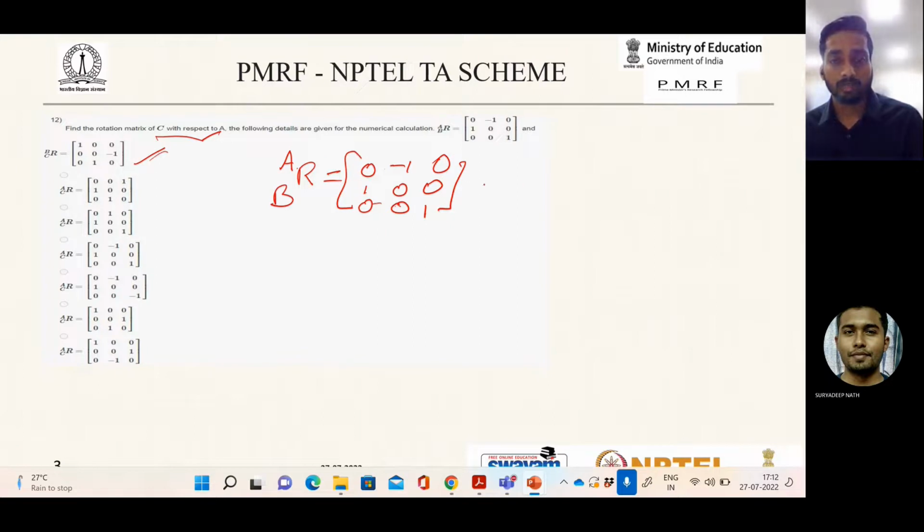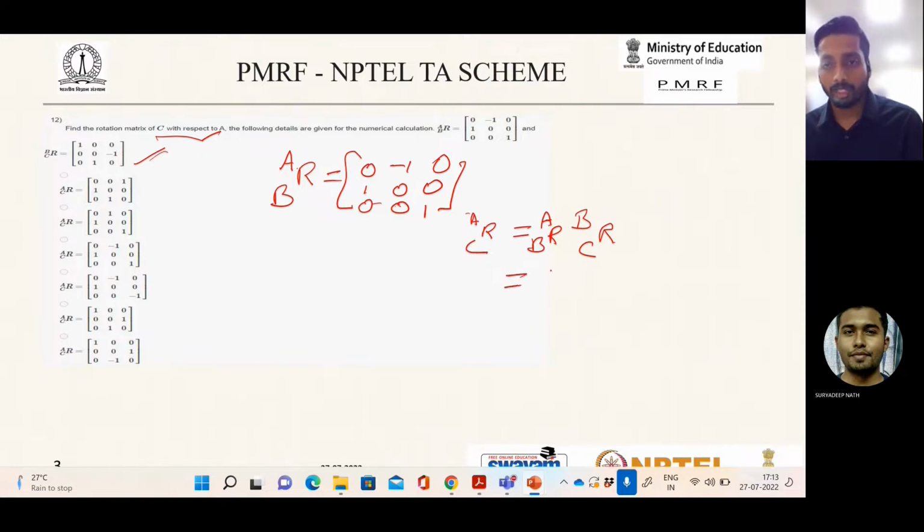So what will be the transformation matrix? We want a rotation matrix from C to A. That means that if we are at C, we have to go to A. So we can rotate from C to B and then from B to A. Similarly, we can write it like this: the C to B rotation followed by the rotation from B to A. This will be the transformation we need to get the rotation matrix C to A.